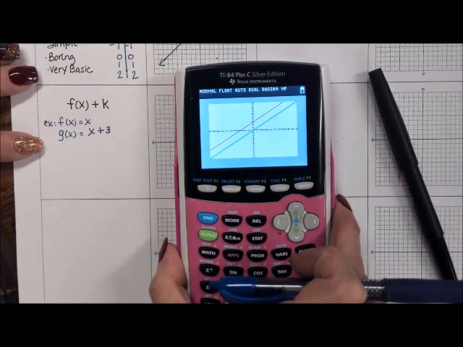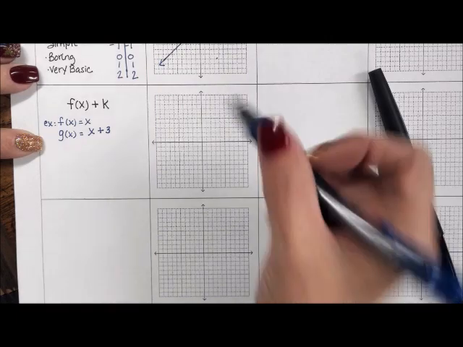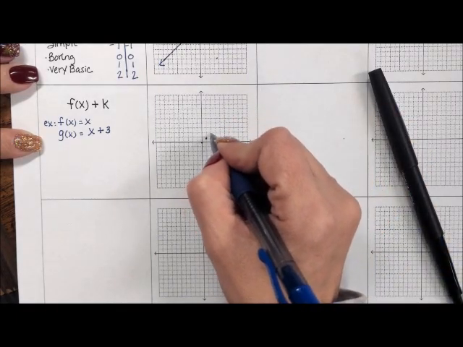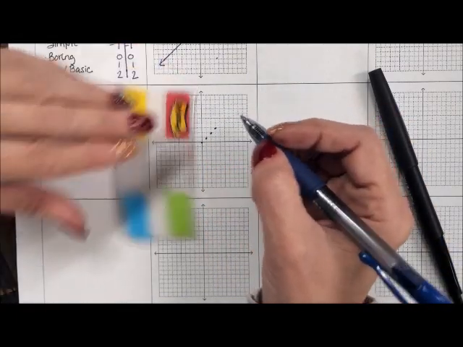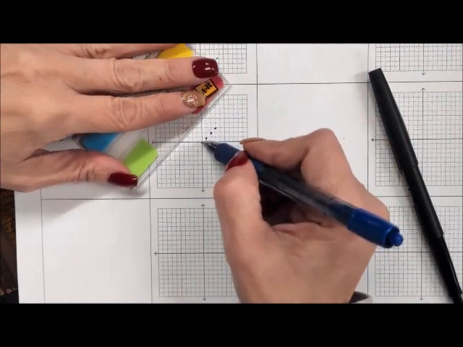So let's actually graph that. So the parent function is 0, 0, 1, 1, 2, 2, 3, 3. Use your straight edge and let's graph it. You like my straight edge there.